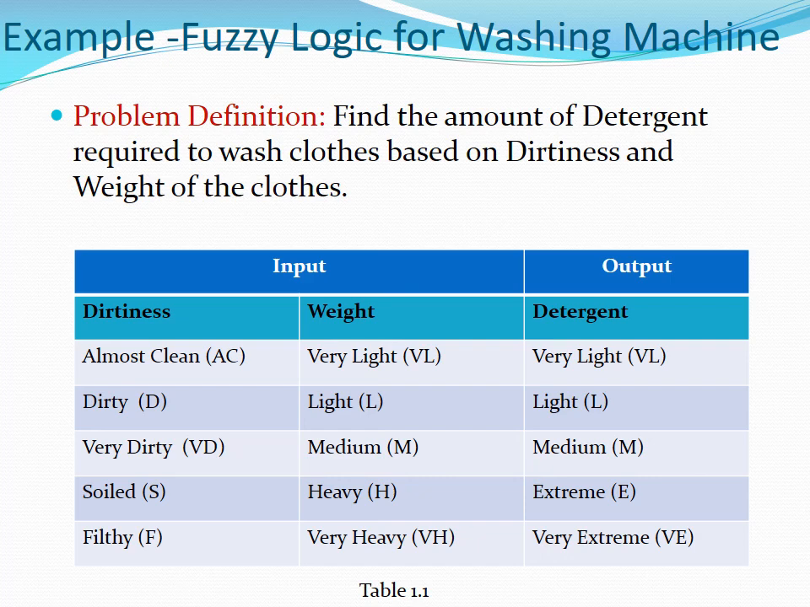Now in this table we can observe table number 1.1. We have taken some parameters under input and some under output. Under dirtiness we have taken 5 parameters: almost clean, dirty, very dirty, soil and filthy. Under weight we have considered very light, light, medium, heavy and very heavy. Under detergent we have considered very light, light, medium, extreme and very extreme. So these are all the parameters we have considered under input and output.